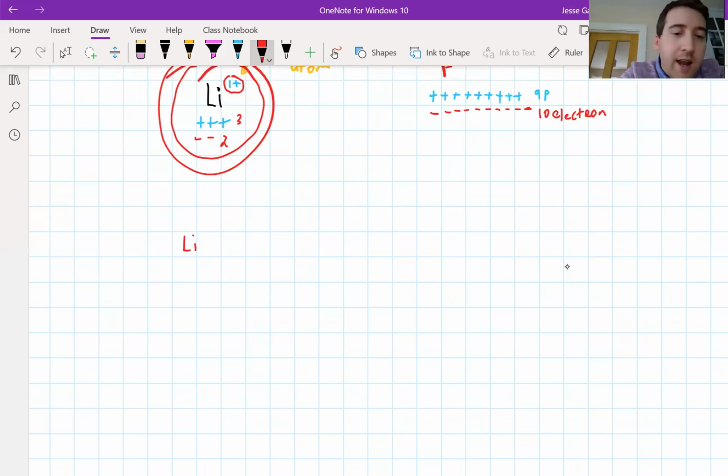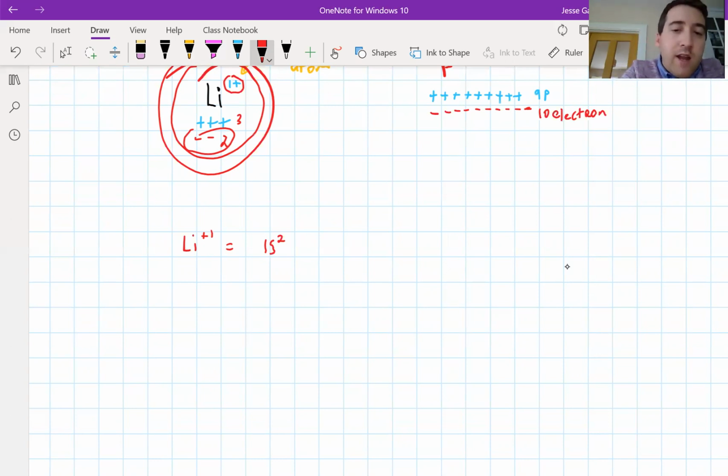Okay, so it's Li and it's plus 1. So how would we write the electronic configuration for this? Well, it has, as we worked out up here, 2 electrons. So how would we do this? Well, the first 2 electrons, we know where they always go. They go into the 1s sublevel, so 1s2. And that's it. There's only 2 electrons.